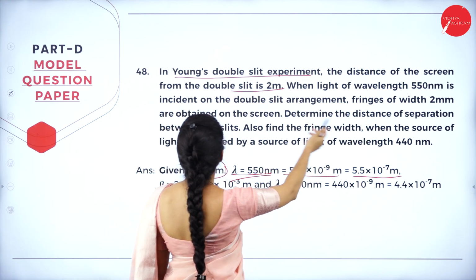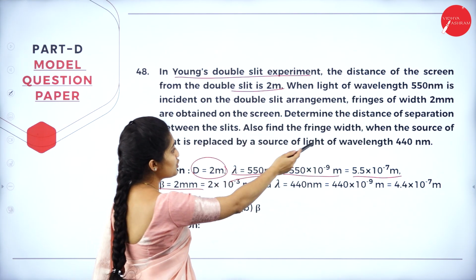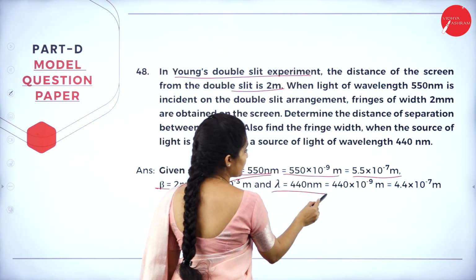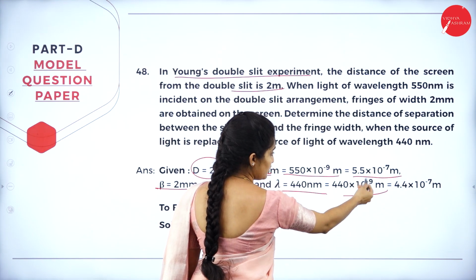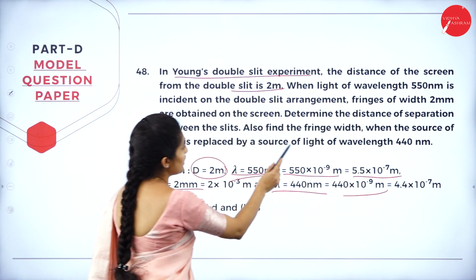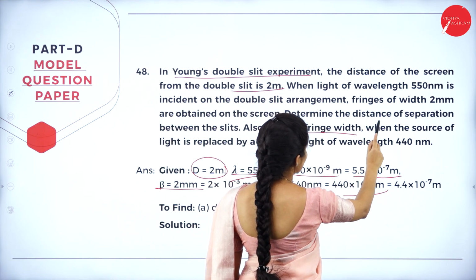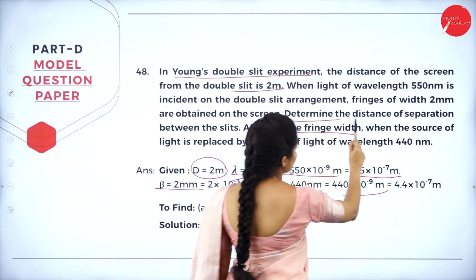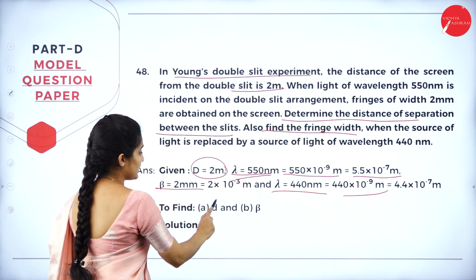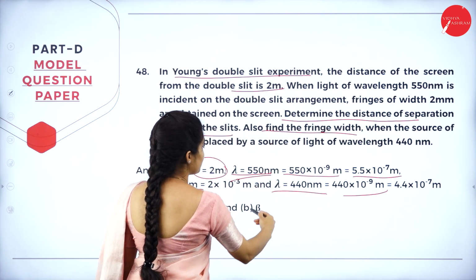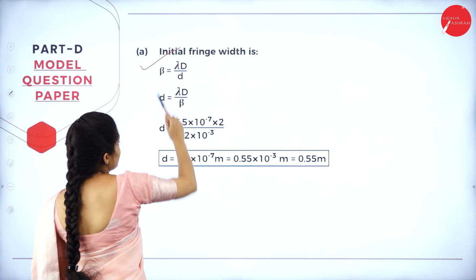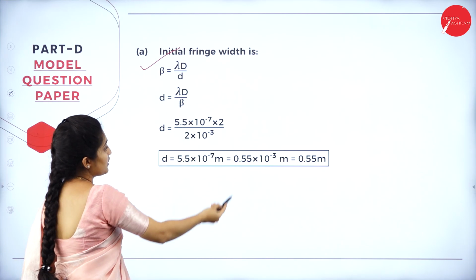And the other wavelength: also find the fringe width when the source of light is replaced by a source of light of wavelength 440 nanometer, so into 10 to the power of minus 9. All these are the given terms. To find what? We have to find the fringe width for the second set of questions, and for the first set of questions we have to determine the distance of separation between the slits, that is small d. Finding the fringe width beta for the second set, you have the initial fringe width. So this is for the first set of questions.